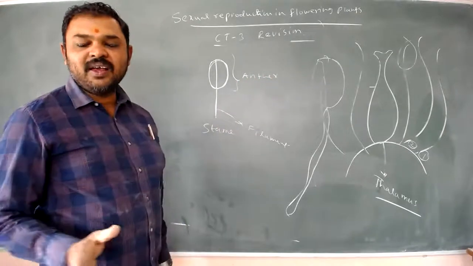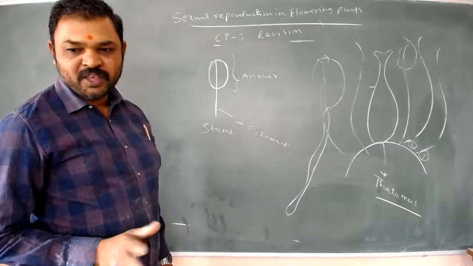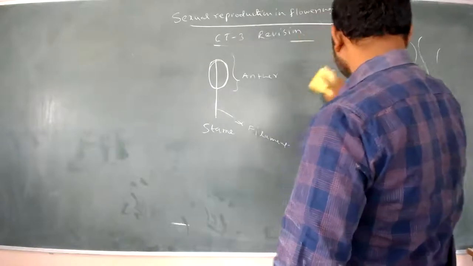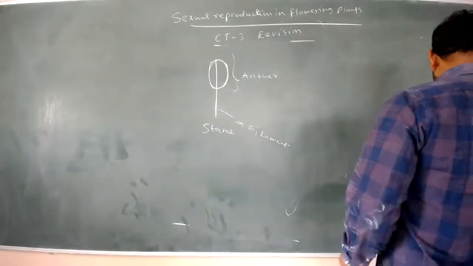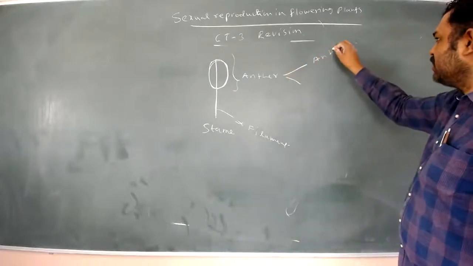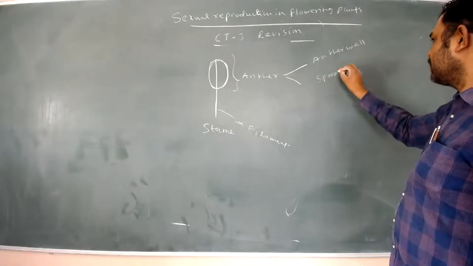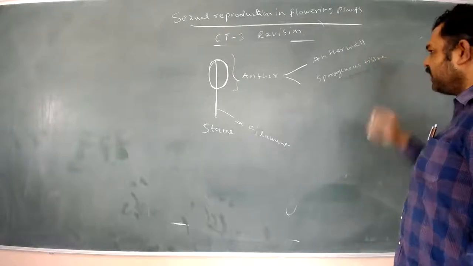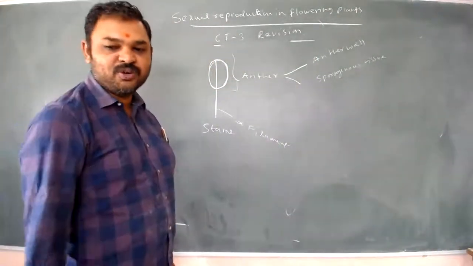But in the anther, how many parts will be there? Anther wall and sporogenous tissue. If you take a transverse section of the anther, you see this is the anther wall. What are the parts that occur in the anther? There is an anther wall, and another one is the sporogenous tissue. Mostly the important parts are these two parts in the anther: one is the anther wall, another one is the sporogenous tissue.